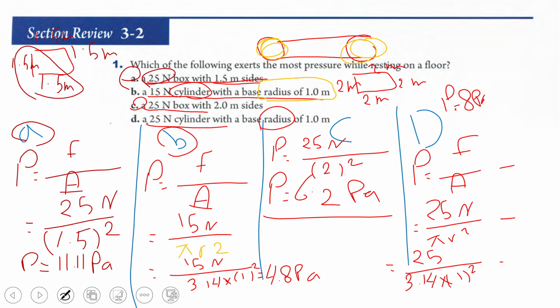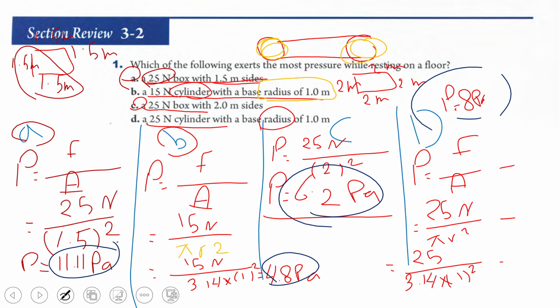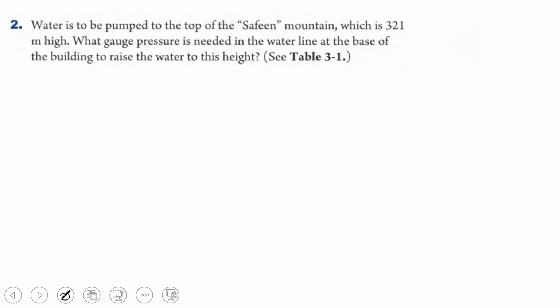Students, now we've got the answer for all the parts. Which one of them has more pressure? Compare all the parts, which one has more value? Part A, you have 11.11. Part B, you have 4.8. Part C, you have 6.2. Part D, you have 8. So of course, part A is the answer. We have more pressure because the answer is 11.11 Pascal. So the answer is part A.